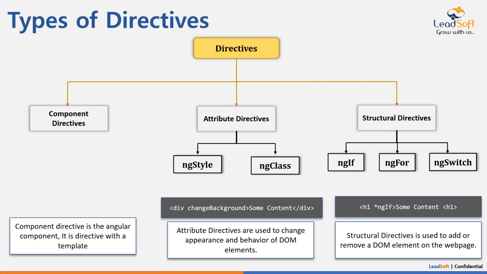In the last video tutorial, we discussed what directives are and what the types of directives are. We understood there are three different types of directives in Angular. Component directives, which is the default component in Angular. Then attribute directives, which are supported by ngStyle and ngClass, and structural directives, which are supported by ngIf, ngFor and ngSwitch.